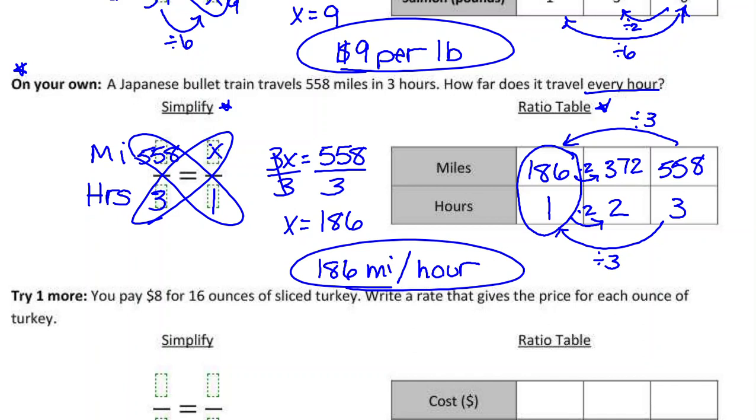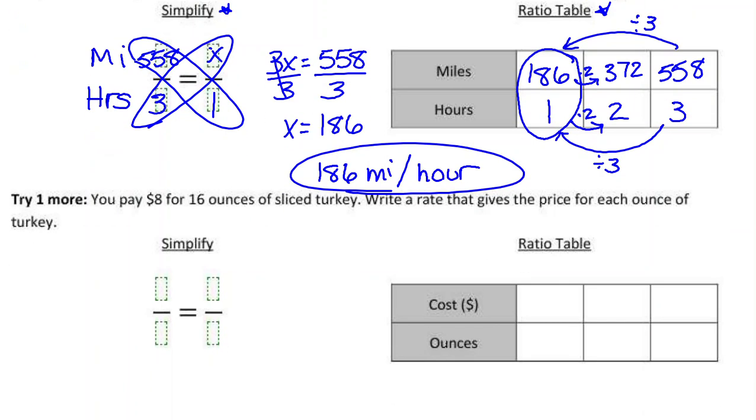All right, and then go ahead and try that last one for the sliced turkey. I want you to do a method of the simplification and a method of the ratio table to try to figure out your answer for that.